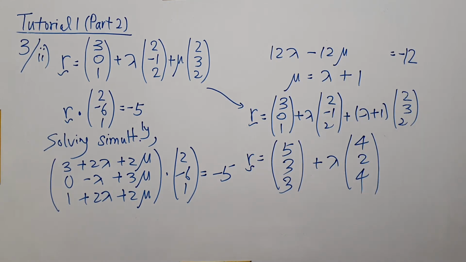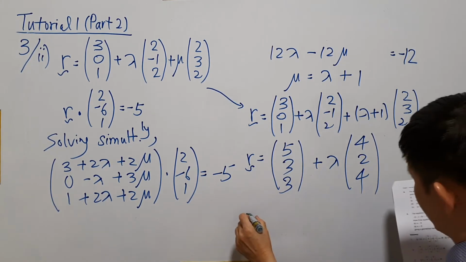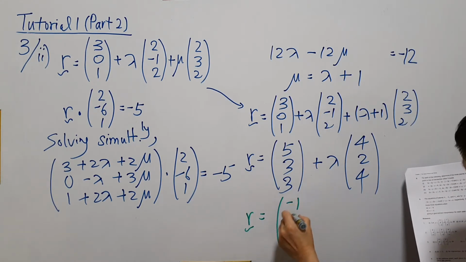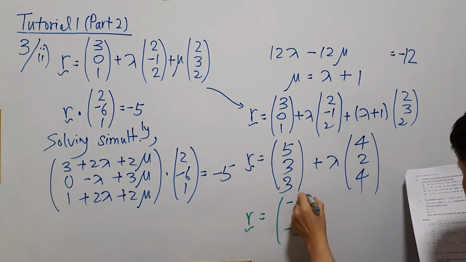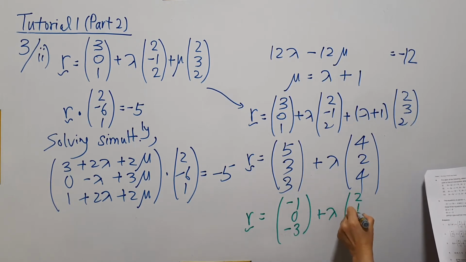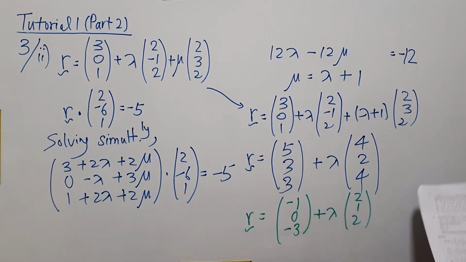Okay, so my answer that I have is this. Let's check against the answer key. The answer key given to you, the green color is the answer key, is r equals to this, 2, 1, 2. Okay, so just to confirm that my answer tallies with the answer key, let's check again. These two vectors are parallel to each other, so therefore it's okay.